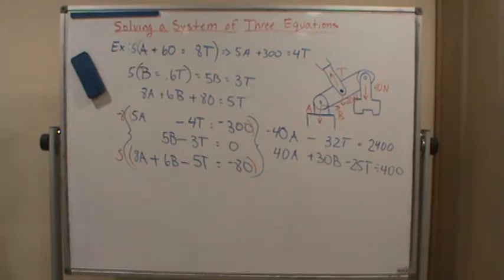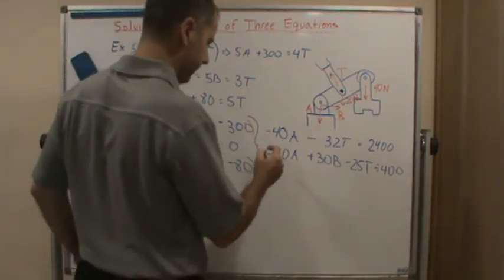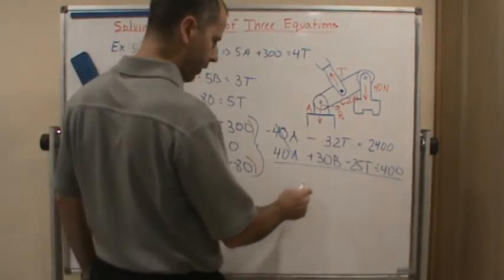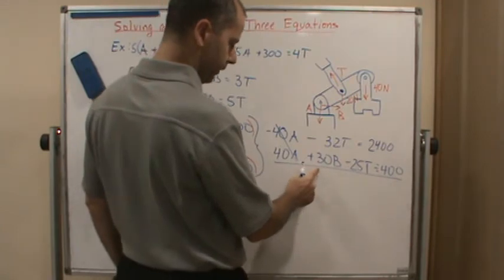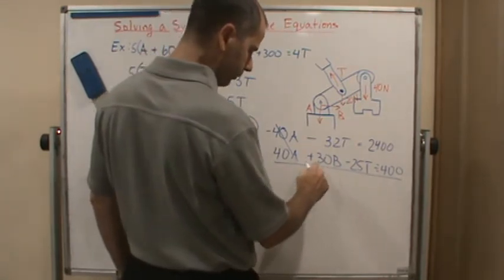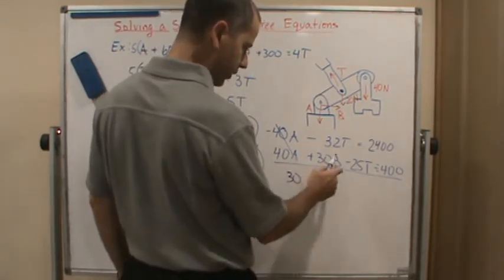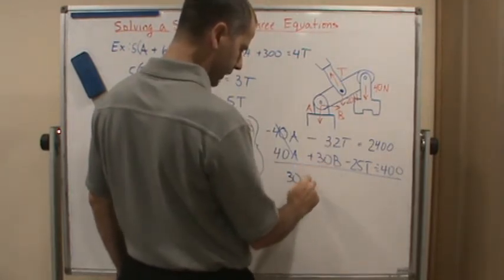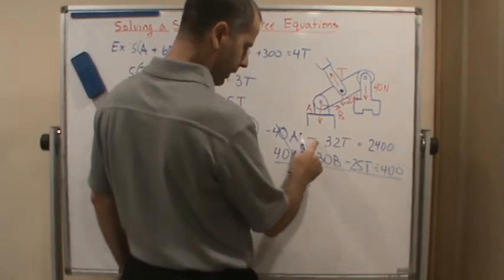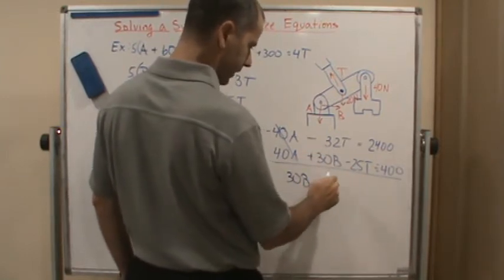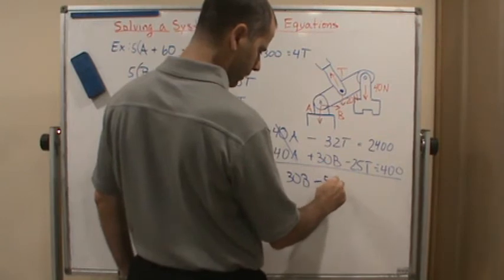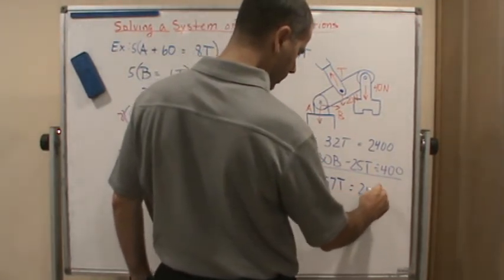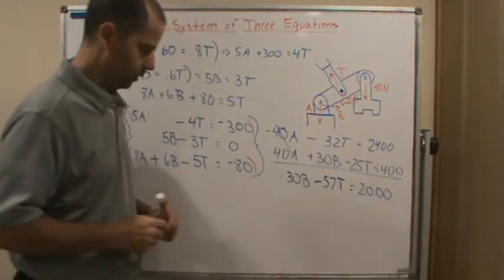And now I just add them down. So the A's go away. And what do I end up with? Well, I end up with 30B. So make sure you add like terms. Don't accidentally add the wrong terms. So I get 30B. And then I get a minus 57T equals 2000.